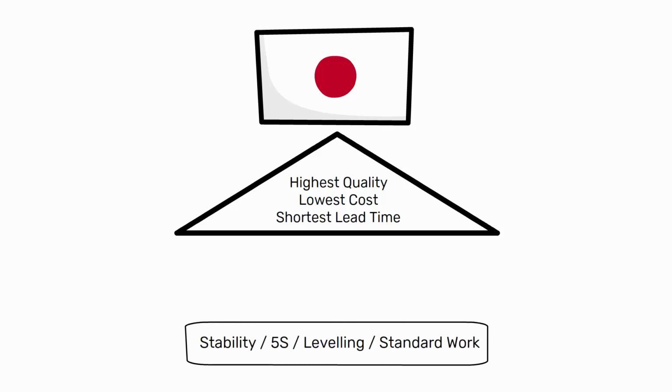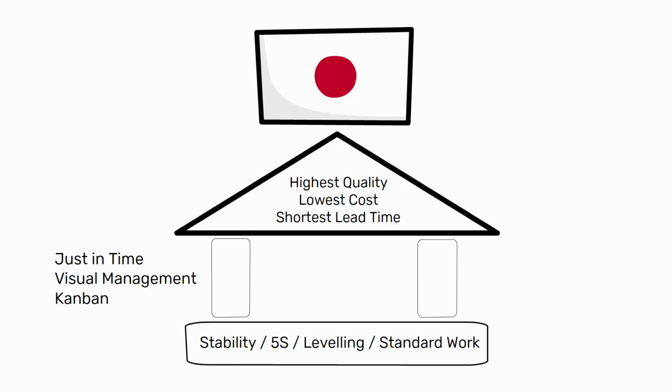The first pillar, just in time, is achieved through visual management and the use of Kanban. The second pillar is Jidoka/Kaizen.